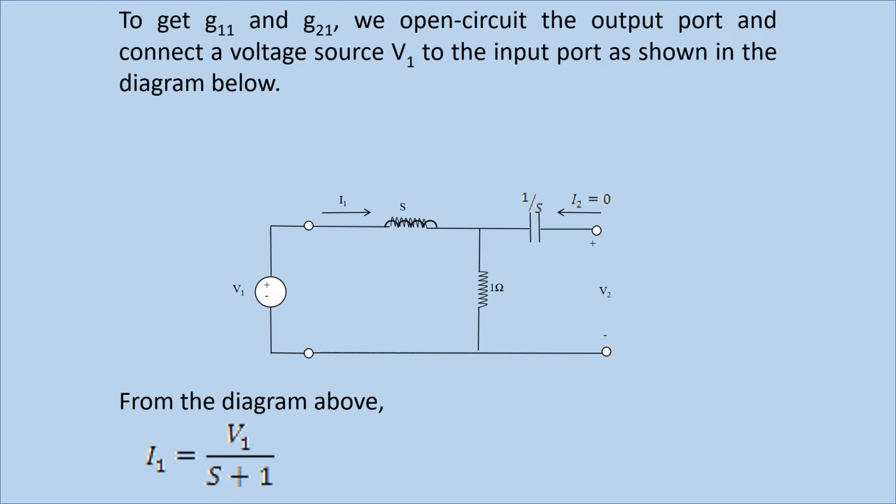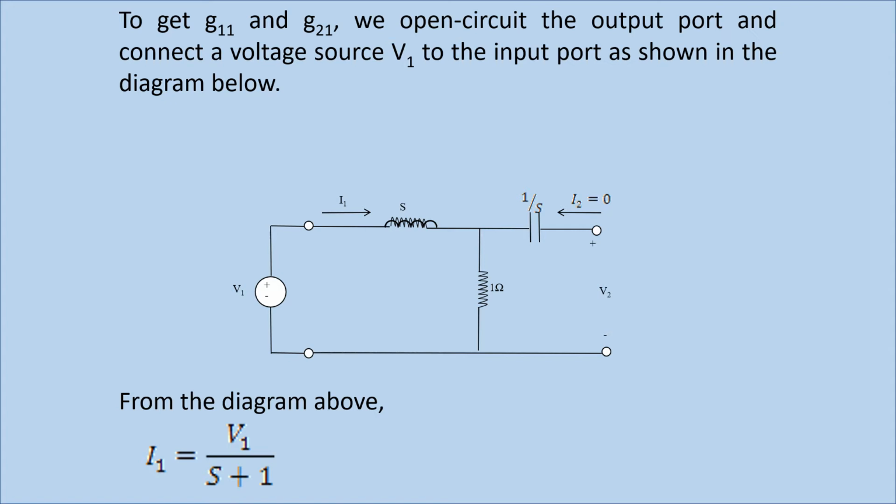at the output of your diagram, that is, equate your I2 to 0, and you will place a voltage source, a voltage V1, at the input side of the circuit diagram. Now, doing this, you can easily calculate using Ohm's law.